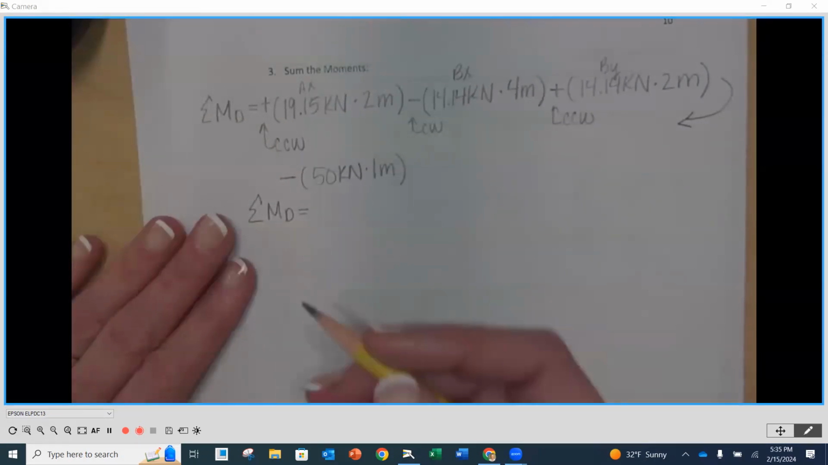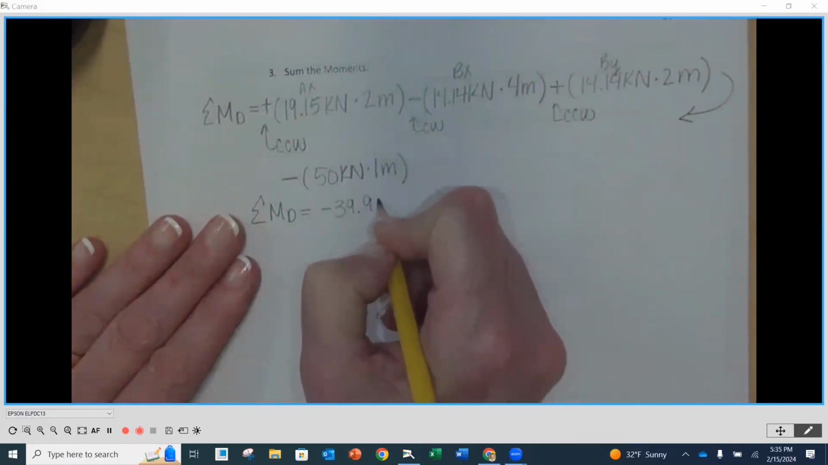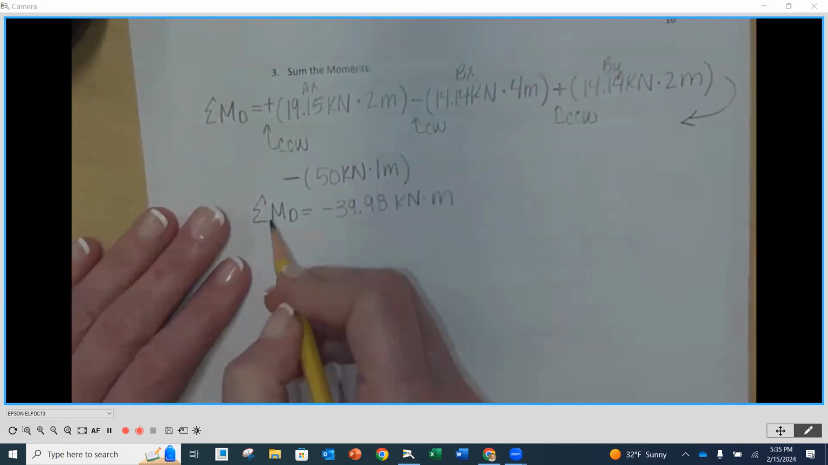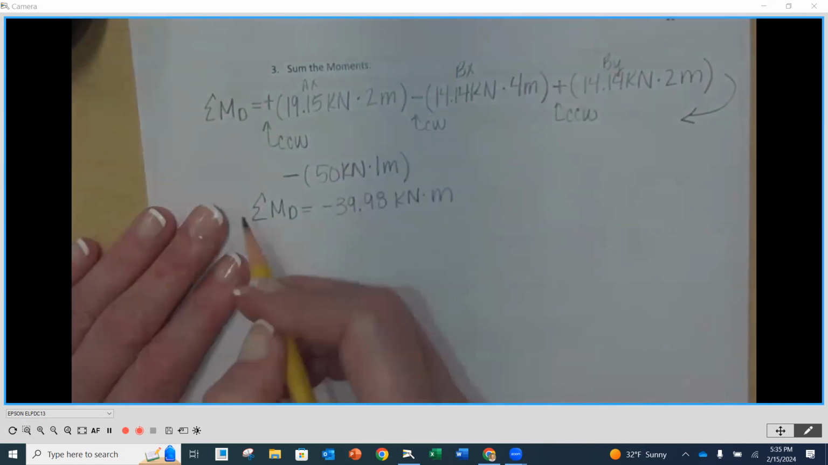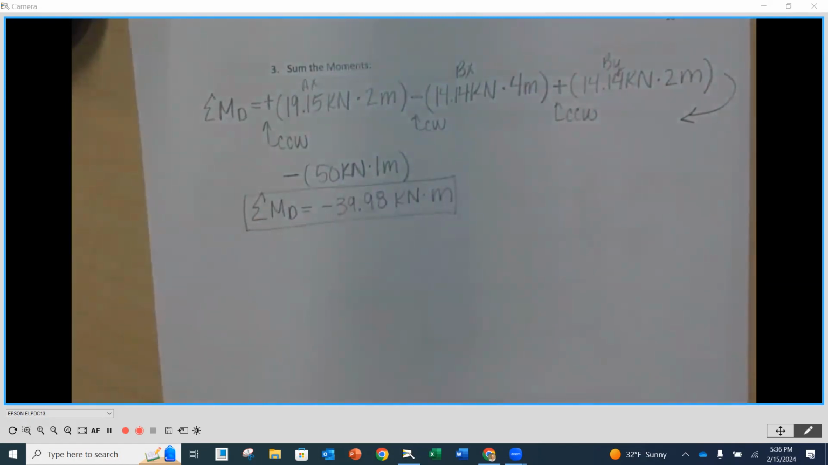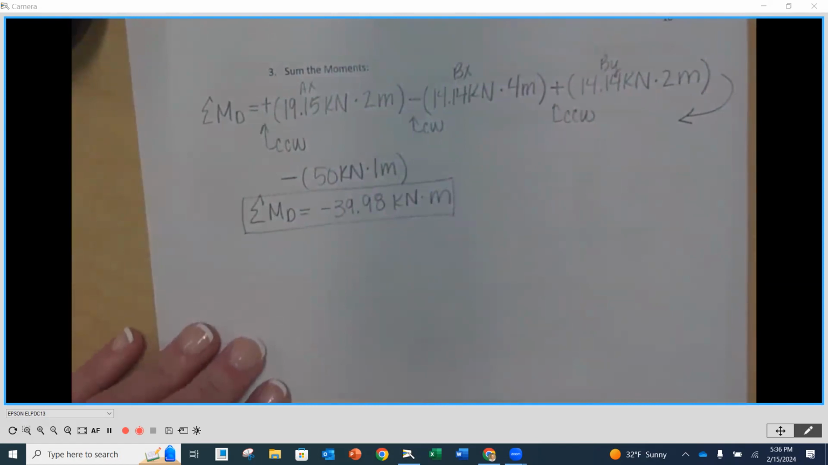Yes, what do you got? 39.9. That sounds correct. Negative 39.98, and that's going to be kilonewton meters. Correct. Anybody else? Just a confirmation. Yep, Jack got the same thing. Awesome. Thank you. All right. 1 down, 3 more to go. Let's do another one together, and then I'm going to let you guys do the last 2 independently.